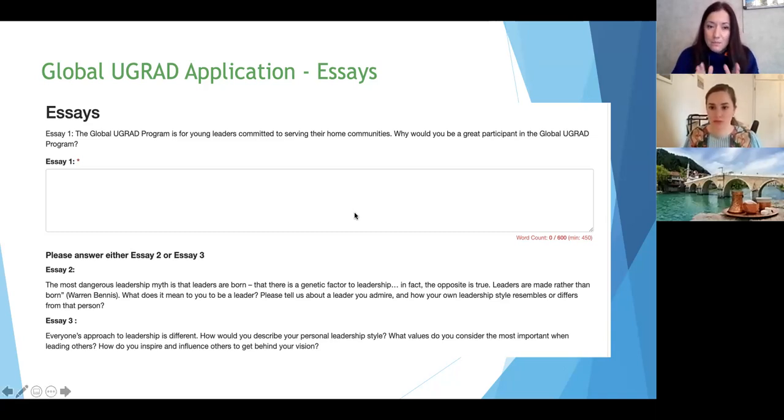Again, be aware that manager is not the same as leader. We are talking about leadership here. We're not talking about managerial skills. Managerial skills you learn. And whether you're born or made a leader, that's for you to decide in essay number 2. So think about that. Those are the things I just wanted to say.